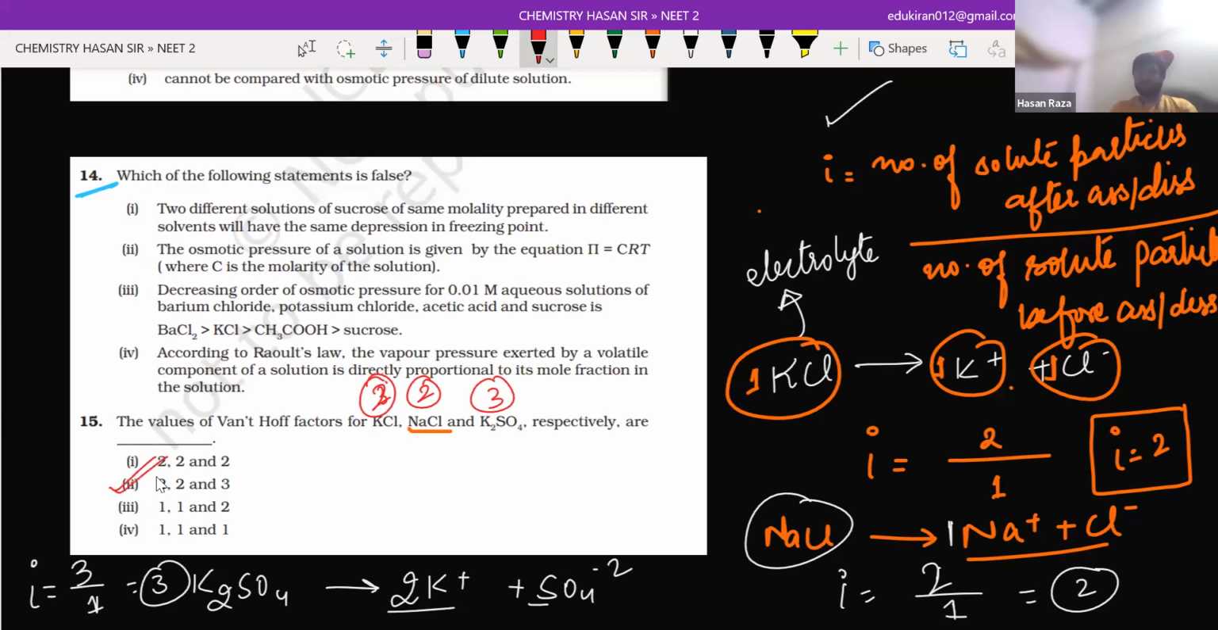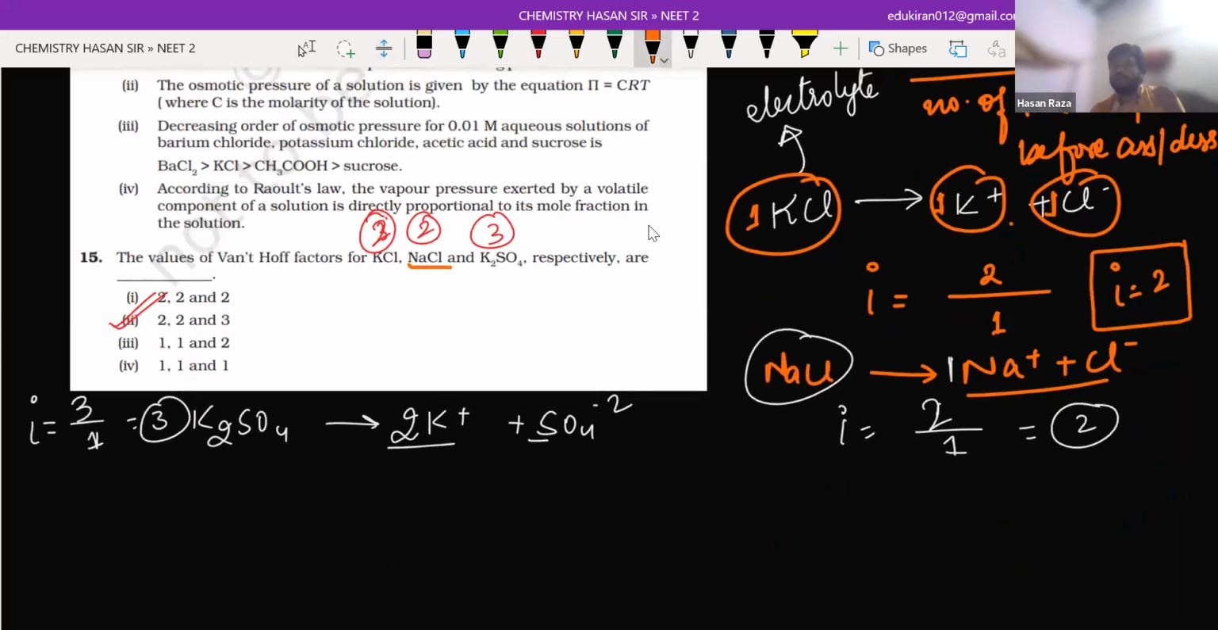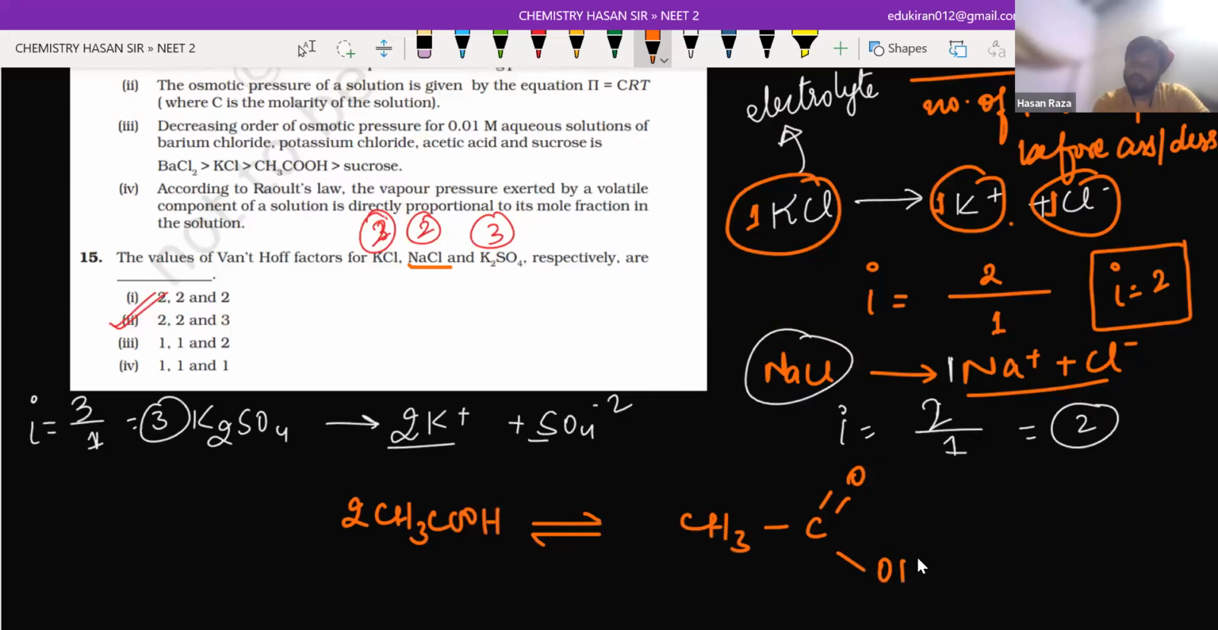Are you getting my point? So these are all examples of dissociation. How are you going to calculate for association? As I told you, two or more particles of the solute combine to form a single particle. Let's take an example of CH3COOH. When you mix this, you know what will happen? This will form a single compound with the help of hydrogen bond.